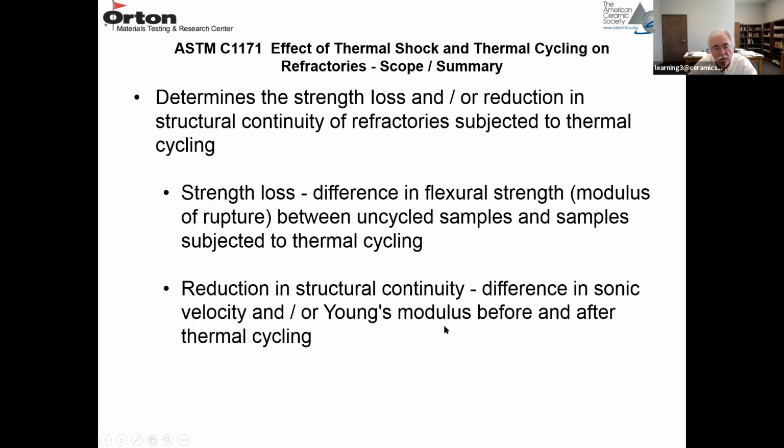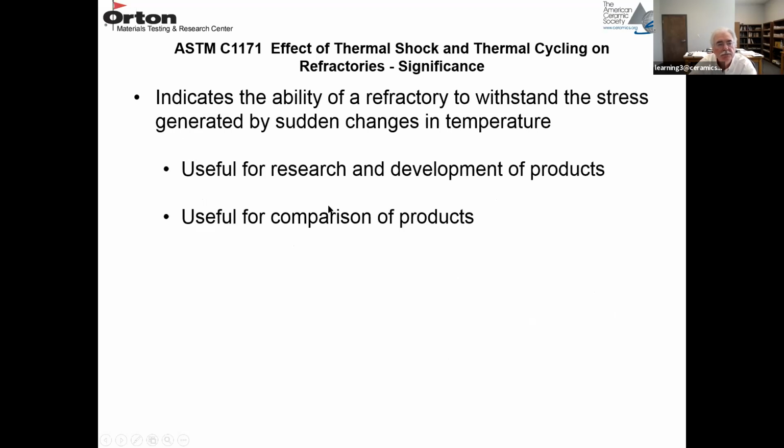So there are 3 different experimental techniques you can use to monitor the thermal shock damage. The importance of the test: it indicates the ability of a refractory to withstand a stress generated by a sudden change in temperature. You use it for research and development to make improved products, and you can compare products. If you have an application where you think there's going to be thermal shock damage, you can use this test to evaluate a range of products to see which will perform the best.